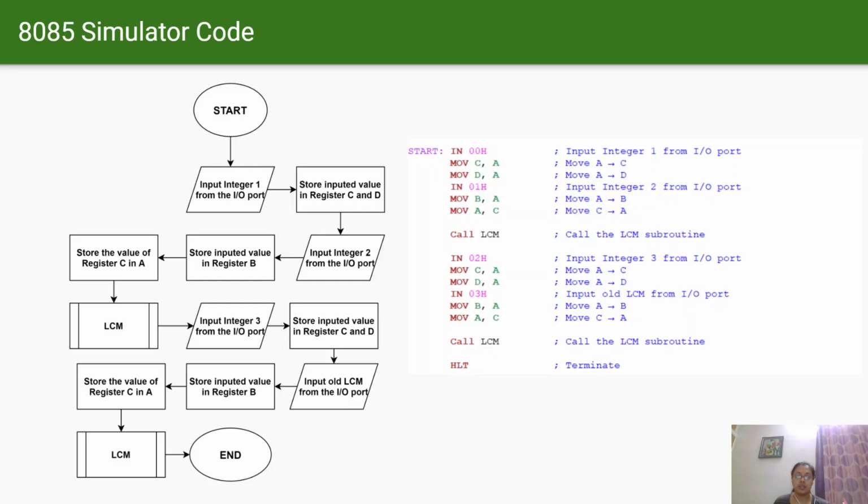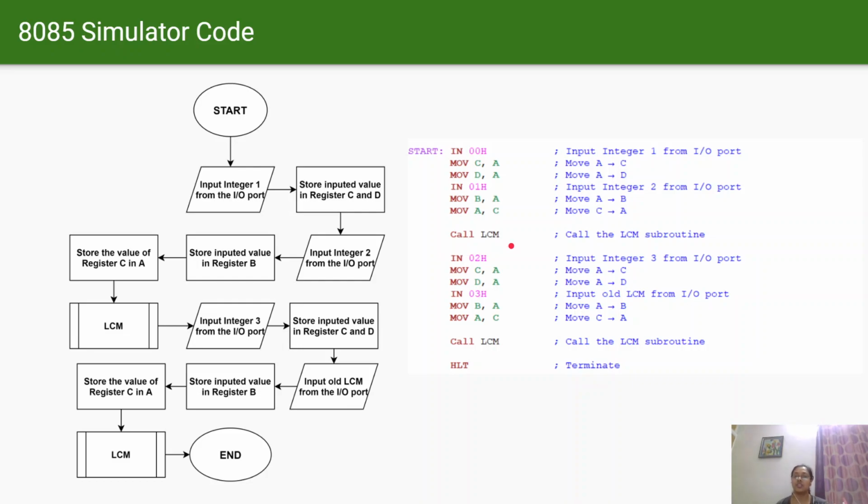The GNU simulator code for this input branch is basically that we'll first take the input from the 0, 0 IO port, and then we'll shift the values into the respective registers in which we want the values to be, and then we'll take the second input, the integer 2, and then we'll call the LCM subroutine. So we're using the call mnemonic again, and we're calling the LCM subroutine.